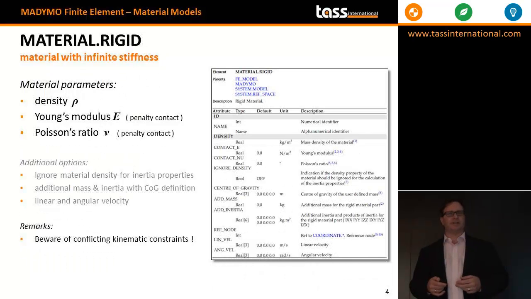The next material model is the rigid material model, which is basically only characterized by a density rho, and for contact interaction, in this case for penalty contact, a Young's modulus E and Poisson's ratio nu, which are only used for the contact calculation.